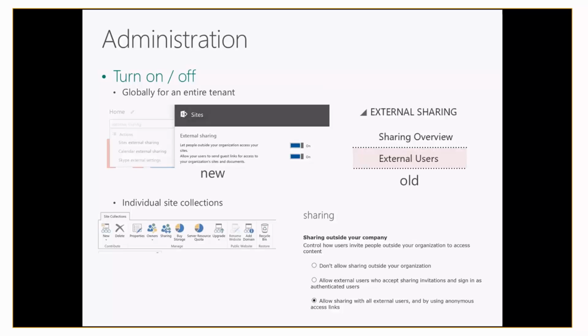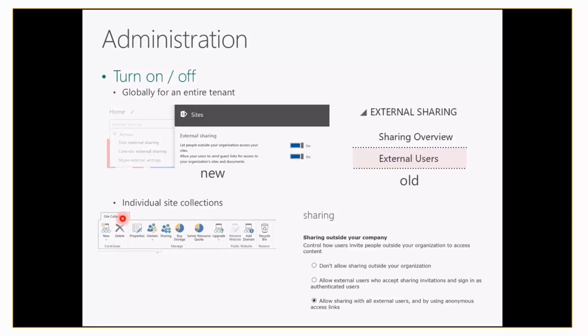Next one is the administration. You can turn off external sharing globally for the entire tenant. Let's see if we have time to show it in the new admin center and in the old admin center. In the new one, I wasn't able to find it through the menus. You have to search, and then it's going to allow you to select it.